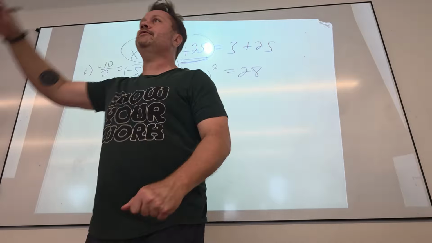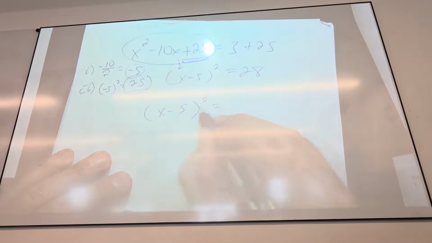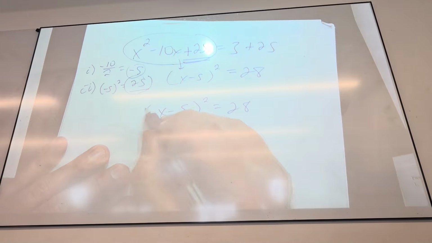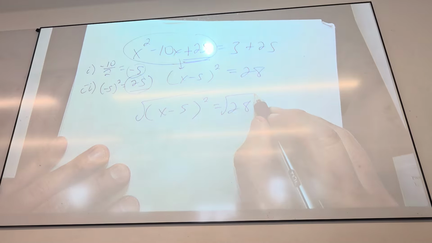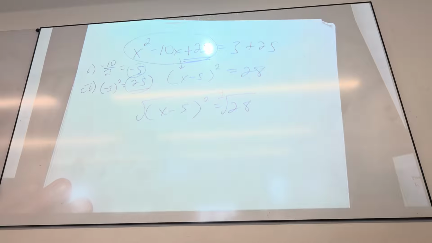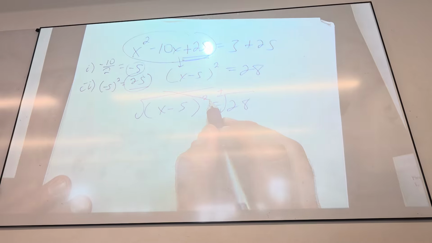Because what do I do now? What was the whole point? Let me write this again because I gave myself too much room here. What's the whole point of this? What do I do now? Square root. I square rooted, so plus or minus. These kill each other, so on this side I get.